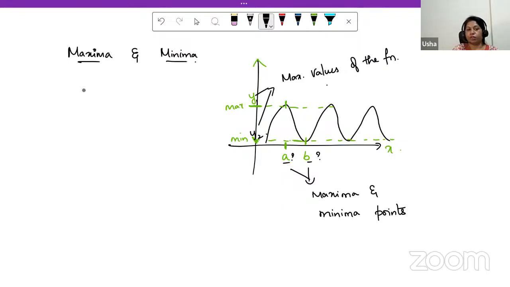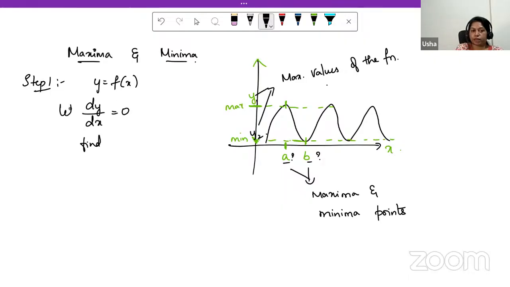To find this, there are certain steps. Step one is to find dy by dx. Given a function, you write it as y equals f of x. Find dy by dx and always equate dy by dx to 0, and find the value of x. Okay, you will get two values. Sometimes you will get one value, sometimes more than one value. Usually you will get one or two values.